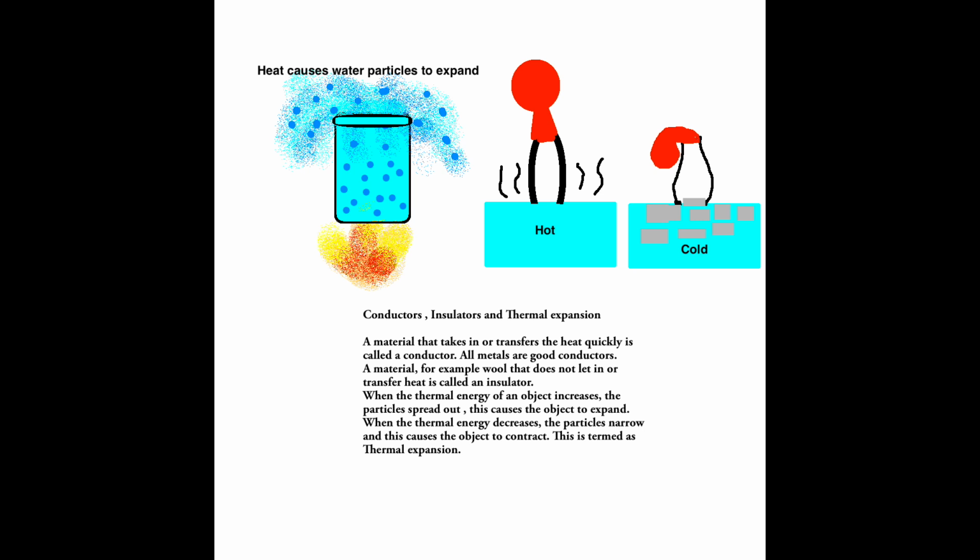When the thermal energy of an object increases, the particles spread out. This causes the object to expand. When the thermal energy decreases, the particles come closer and this causes the object to contract. This is termed as thermal expansion.